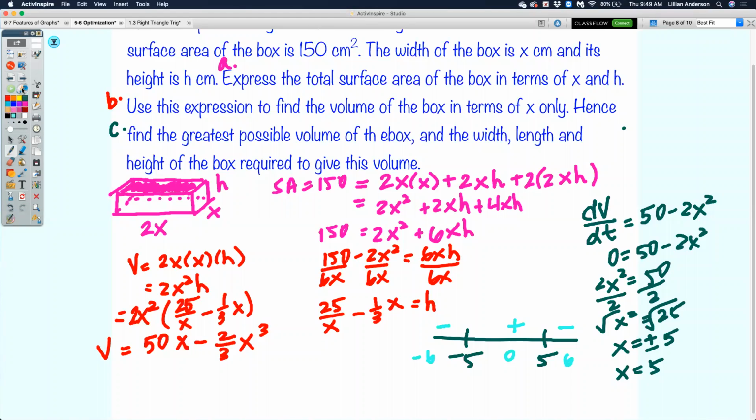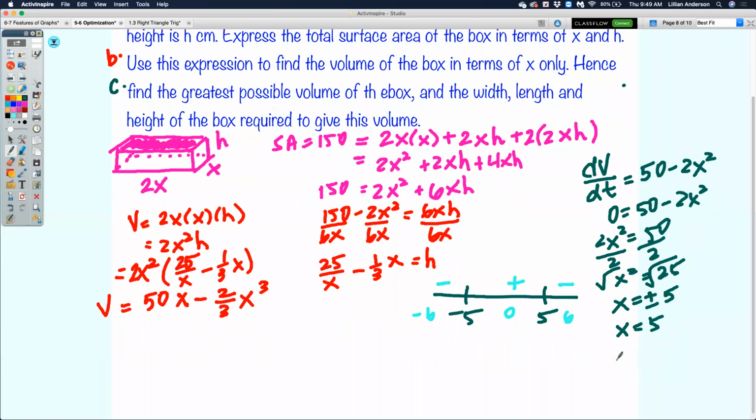So we'll actually end up doing pretty much the rest of this all together, finding the width, length, and height, along with the greatest possible volume for this box. Because right here, we already know that the width is 5 centimeters, because that's what x represented, and we solved for x. If the width is 5 centimeters, that means that the length is how much? 10 centimeters, because it's doubled. Very good.